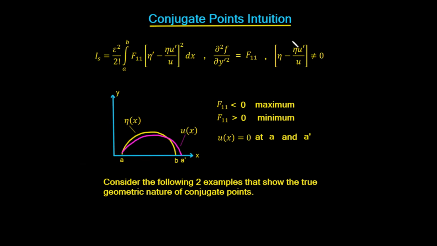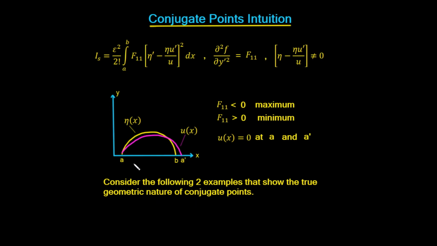And the way we ensured that this didn't equal 0 is that we made sure that the function u of x didn't go to 0 anywhere within these limits a and b. And we called this point a, then it meant that this point a dash would be the conjugate point.